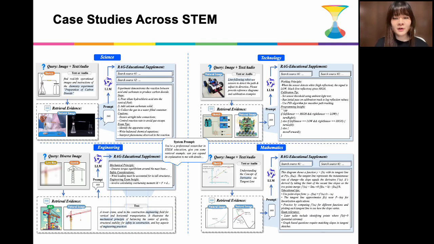Also, our paper provides case studies across science, technology, engineering, and mathematics. The case study further shows how Uni-RAG supports different STEM domains. In science, it can explain a chemistry experiment and provide safety cautions. In technology, it can explain the working principle of a line-following robot and provide calibration suggestions.